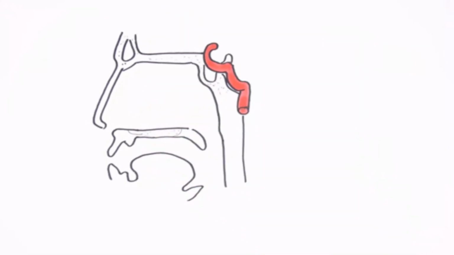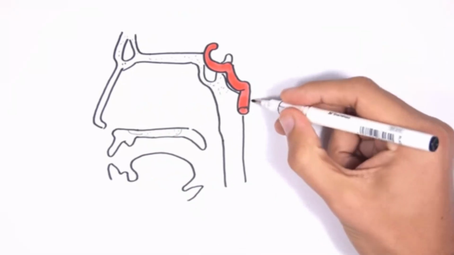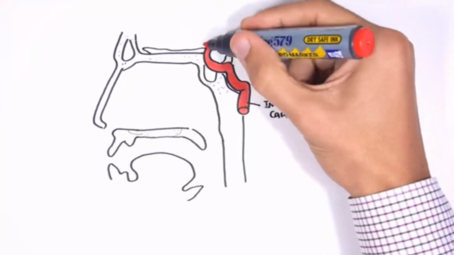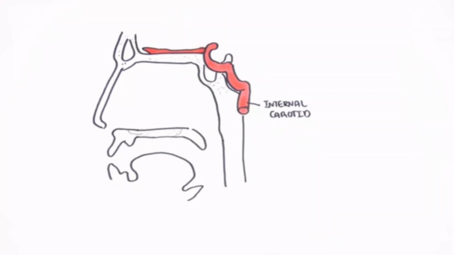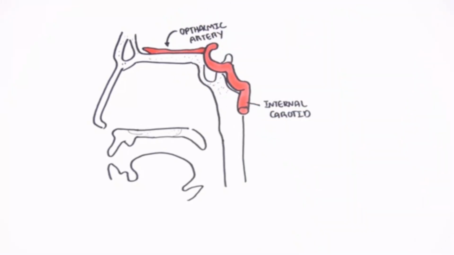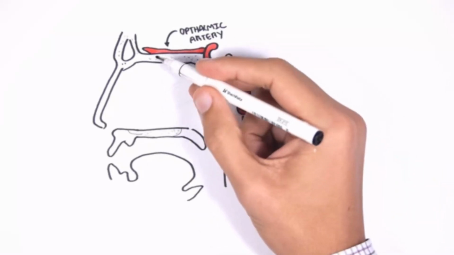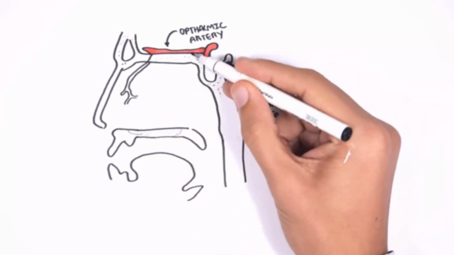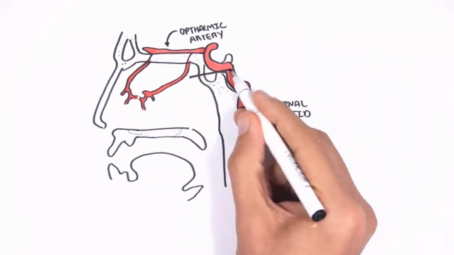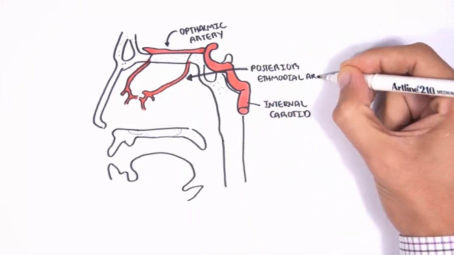The internal carotid is a branch of the common carotid artery. The internal carotid artery does not have any branches until it reaches the skull, basically, where it will give off the ophthalmic artery. The ophthalmic artery supplies the eyes, mainly, but also has several branches coming off it. Firstly, it has a branch called the posterior ethmoidal artery, and then the anterior ethmoidal artery.